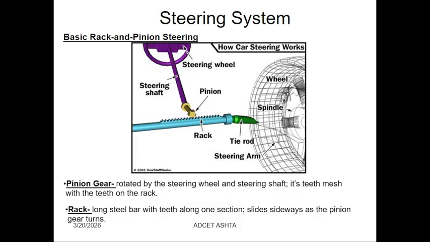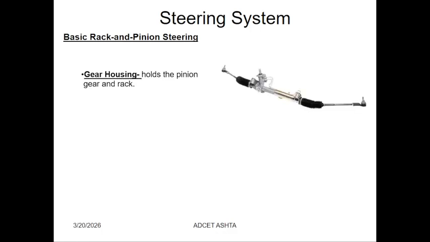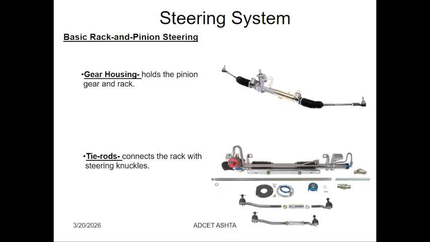The rack is a long steel rod with teeth along one side, as the pinion gear turns. The basic rack and pinion steering uses gear housings to hold them, and we can apply this for any kind of gearing housing. The next is the tie rod. This tie rod is connected to the rack with steering knuckles. When it is connected to the rack with steering knuckles, it helps increase the motion easily.